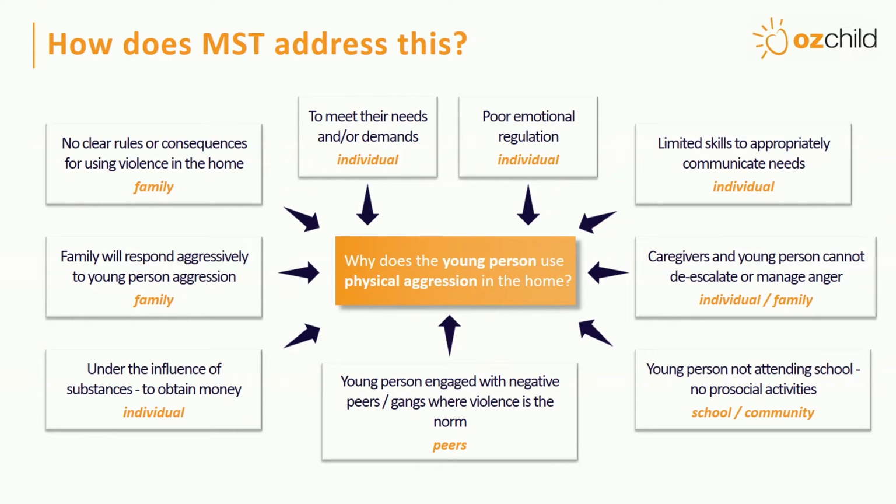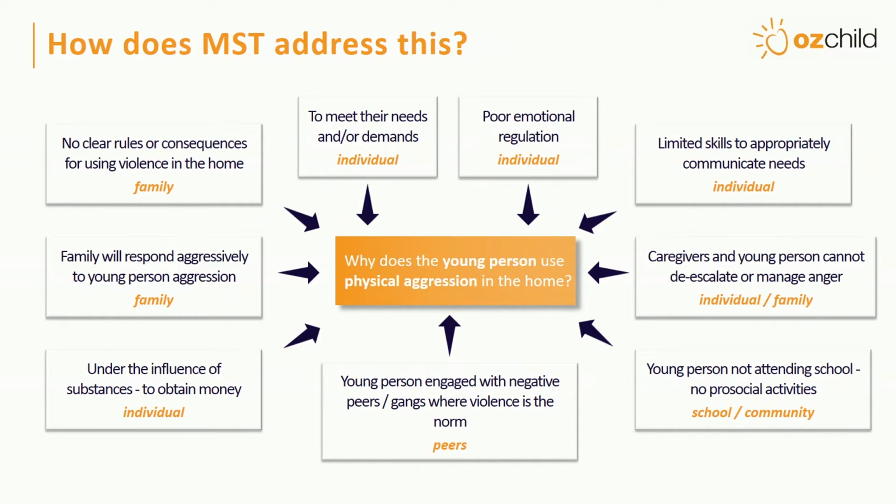They may be under the influence of substances, or they may be using aggression or violence to obtain money for substances. The family may also respond aggressively to the young person's aggression, or there are no clear rules or consequences for using violence in the home.